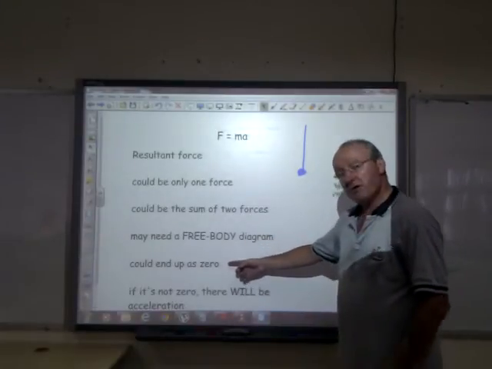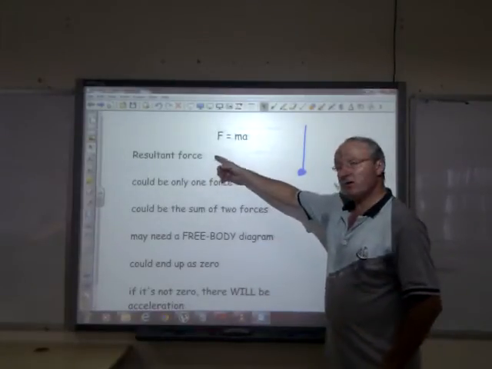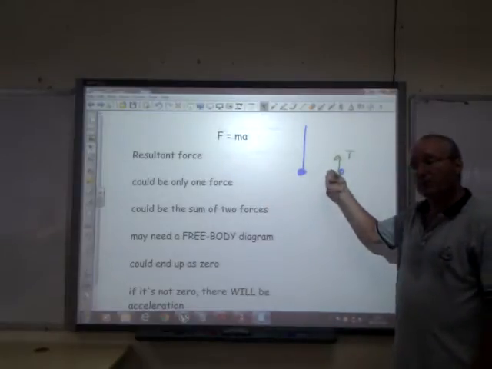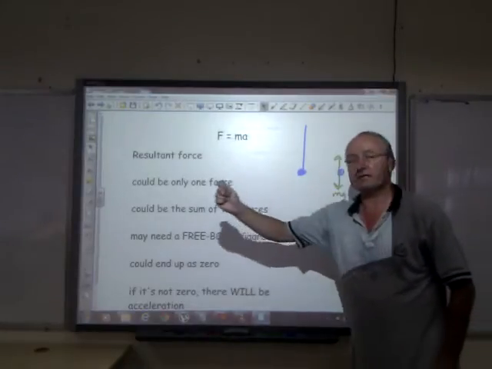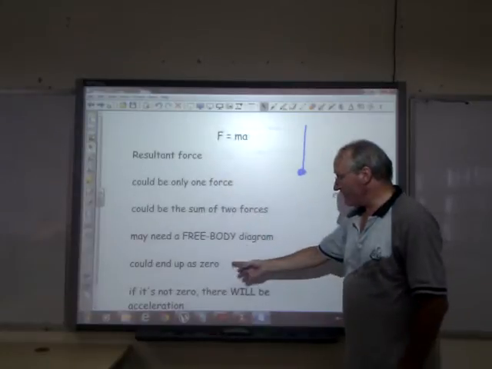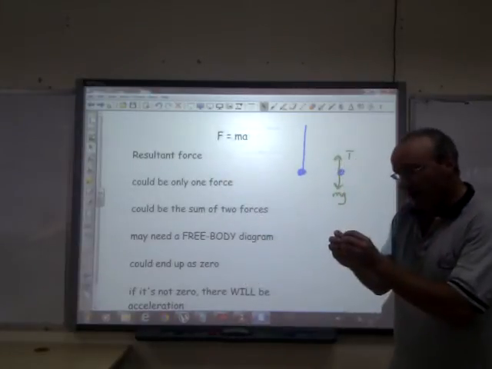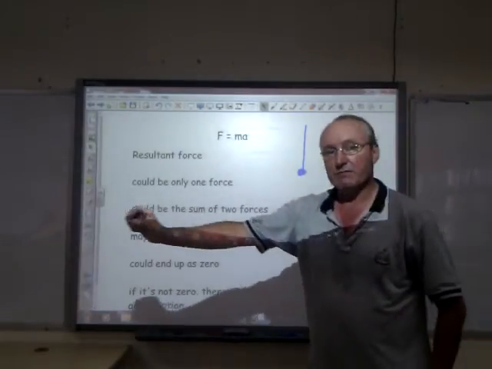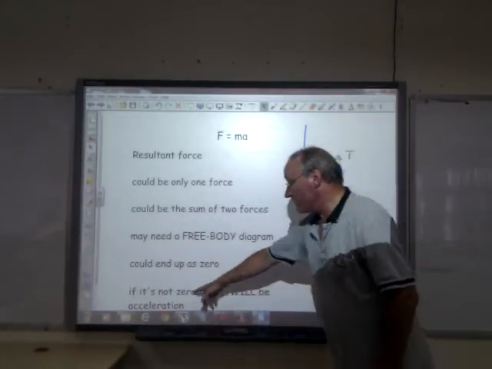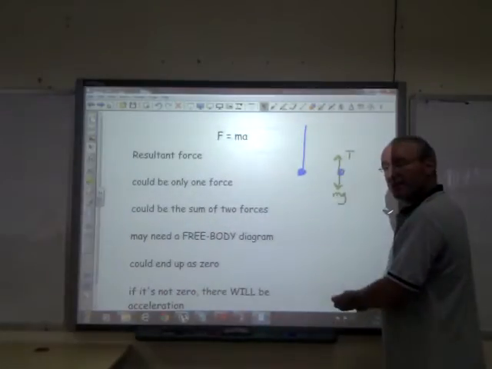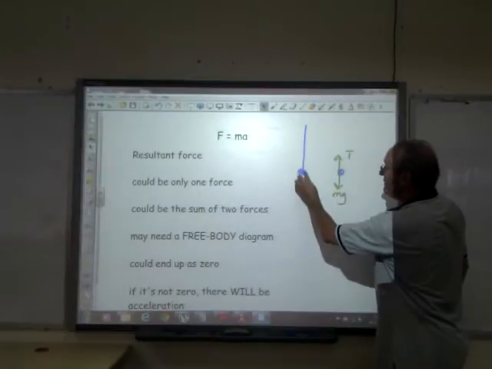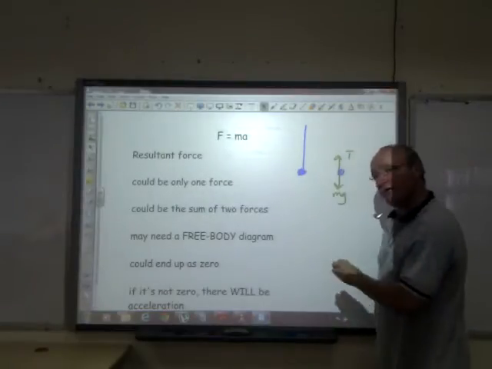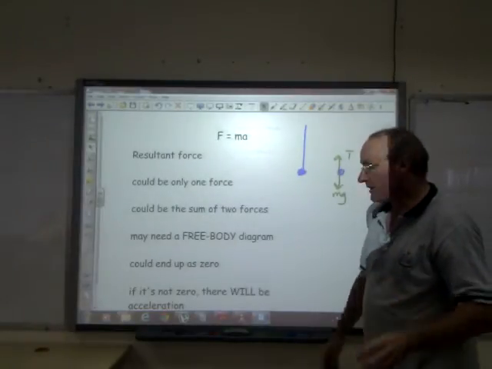If the resultant force is 0, it remains at rest, or it continues moving in the same straight line it was in. If the resultant is not 0, it accelerates. If the ball is too heavy for the string, the ball will accelerate downwards. Okay?